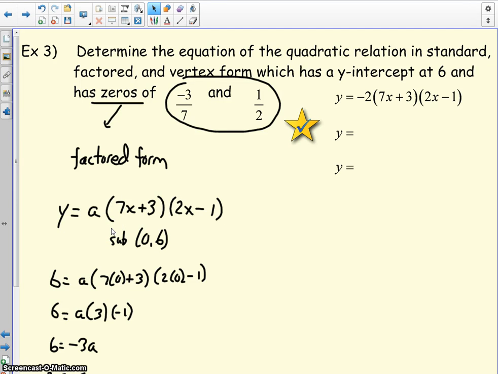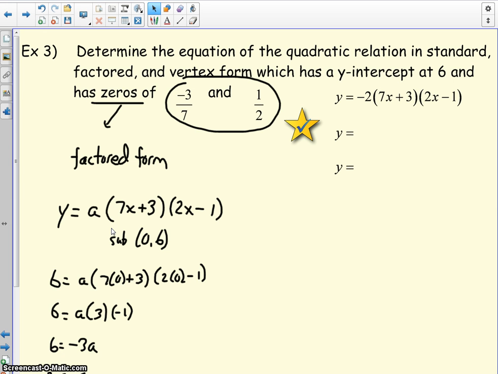Okay, so welcome to part two. Now, I asked you to determine which form would be easiest to find first. Now, I'm giving you the zeros. So, in the past, once you've had the zeros and nothing's changed here, once you have the zeros, you want to try and find factored form.